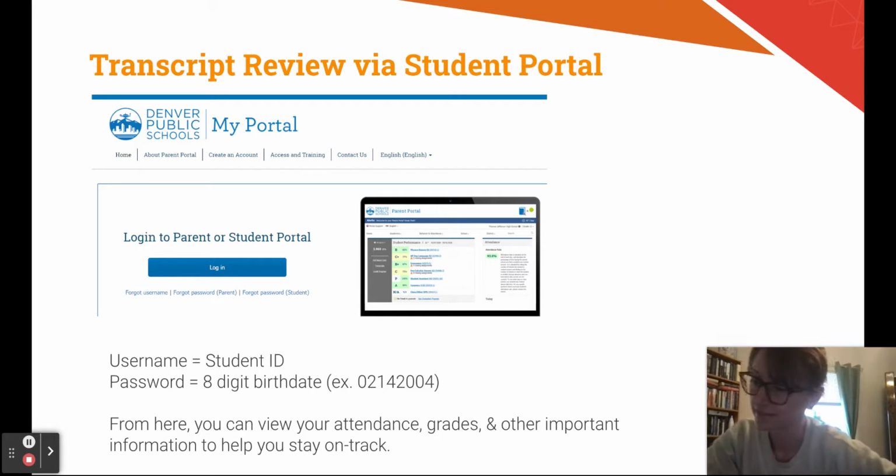You all know how to get there. You want to put in your student ID, right? And your 8-digit birthday to get into your portal. And then here you're going to be able to review all of these things: the attendance, the grades, and any other important information to stay on track. So we're all going to sign in. Everyone get in there. I'll give you a minute to do so.